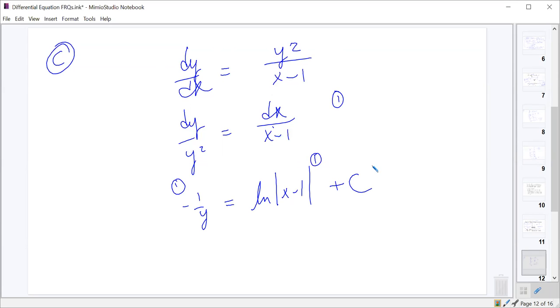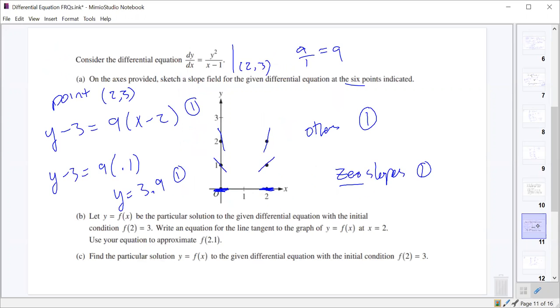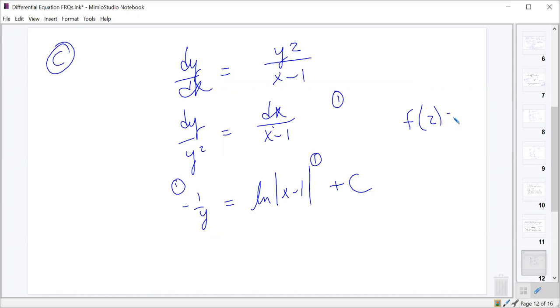You need to put your plus C. And once you put your plus C and try to solve with your initial condition, you get a 4th point. So our initial condition was f of 2 is equal to 3. So we're going to plug in 2 for x. Natural log of 1 plus C is equal to negative 1/3, giving you a constant of negative 1/3. So doing this work to solve for your constant is worth a 4th point.